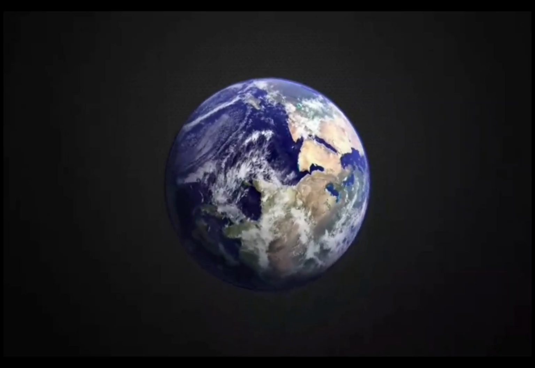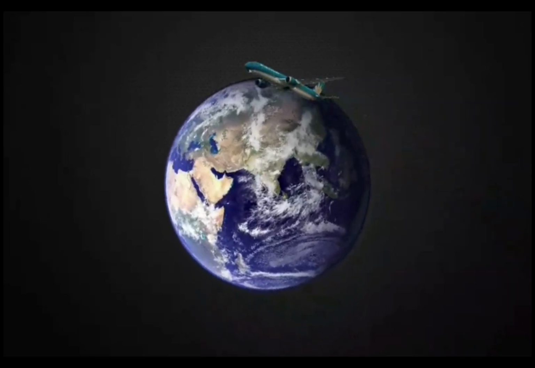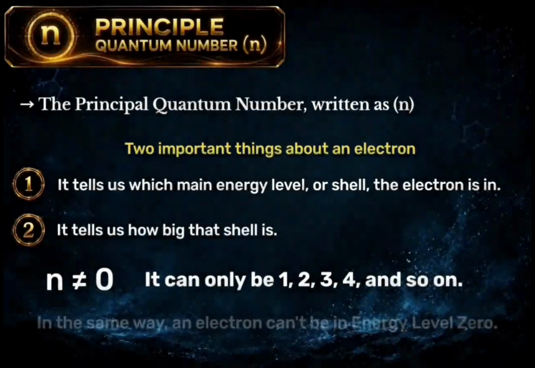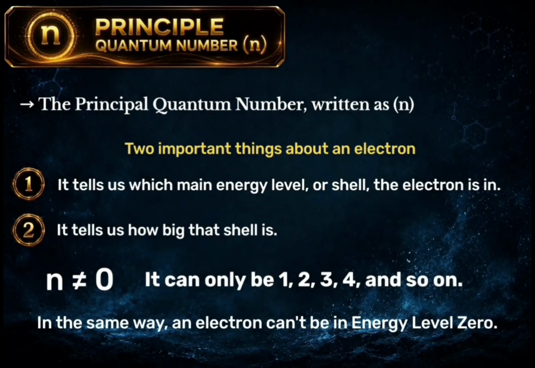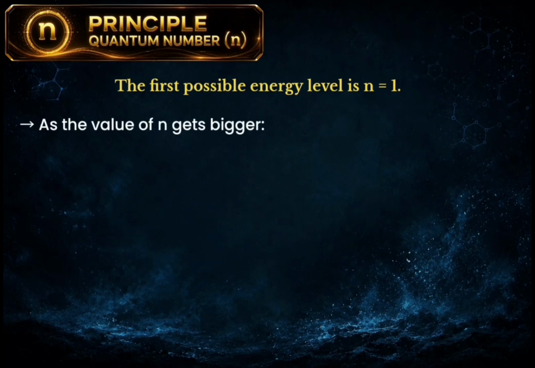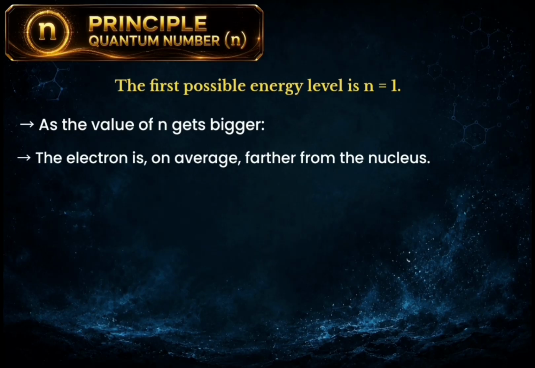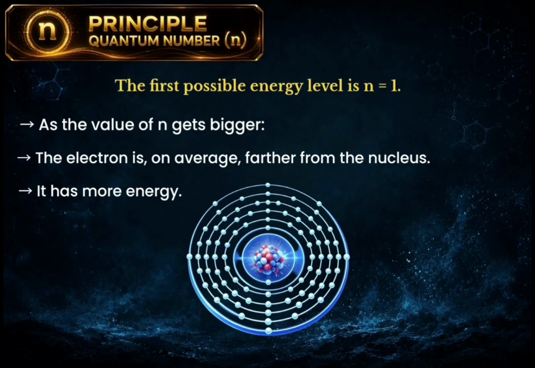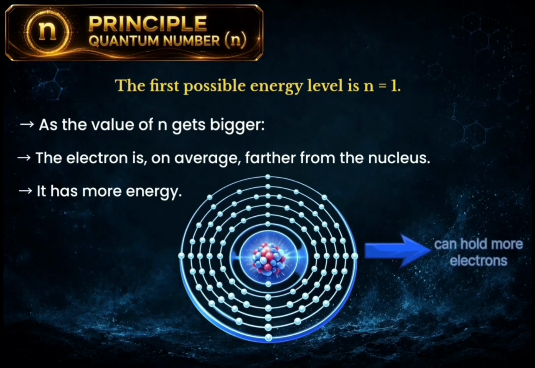Think back to our travel example. You can't travel to country 0 because it doesn't exist. In the same way, an electron can't be in energy level 0. The first possible energy level is n equals 1. Now here's the cool part. As the value of n gets bigger, the electron is, on average, farther from the nucleus. It has more energy. The shell gets larger, and that larger shell can hold more electrons.